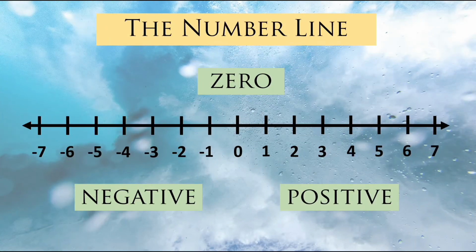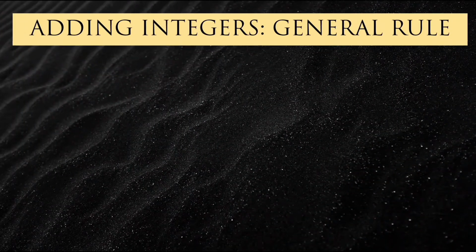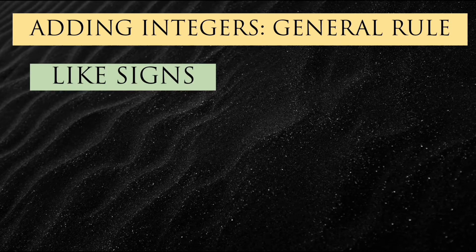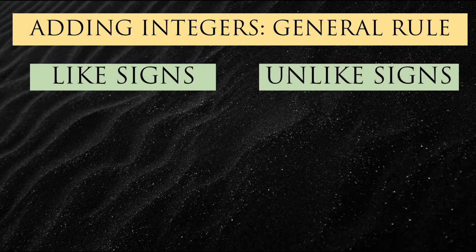So again guys, this is our number line with the 0 at the middle. Extending to your left, you have your negative numbers, while on your right, you have your positive numbers. Now let's proceed to the operations. Let's begin with addition. As a general rule for adding integers, you've got 2 rules. First, for like signs, and the second one is for unlike signs.